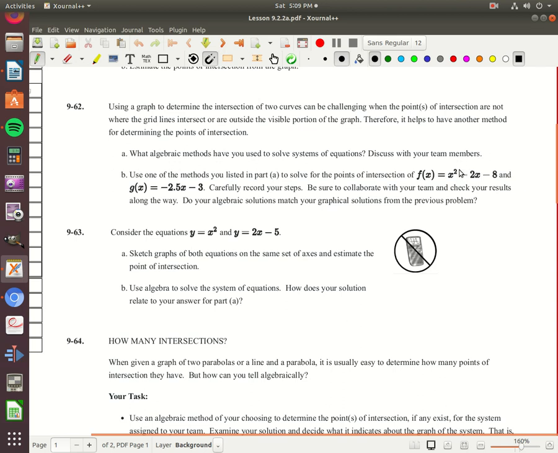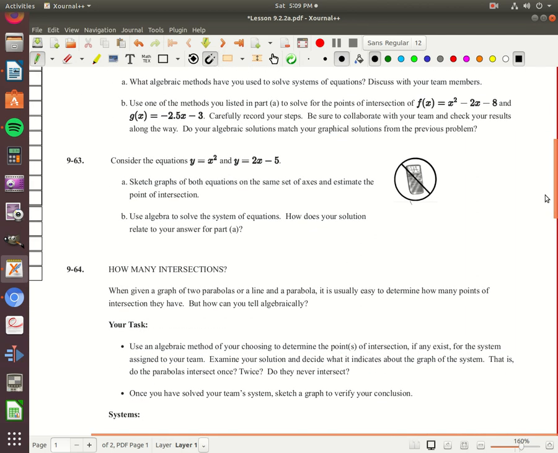Well, back in integrated 1, we used equal values method. We used elimination and substitution. So I hope you guys remember those different things. You might want to look them up if you forgot. Obviously, we're going to do some of them right now, but still be good to review. Those are things you should definitely know. So use one of the methods you listed in part A to solve for the points of intersection in this.